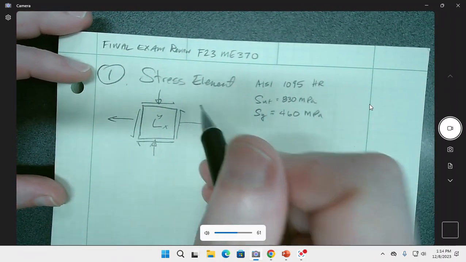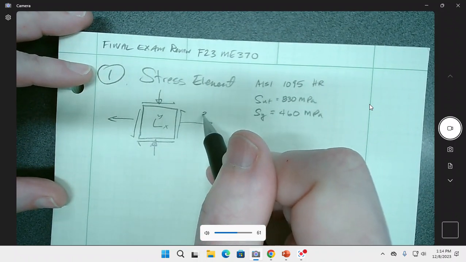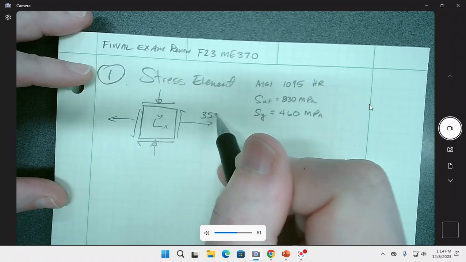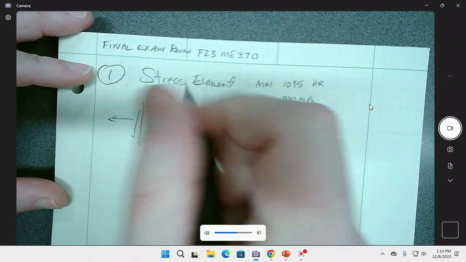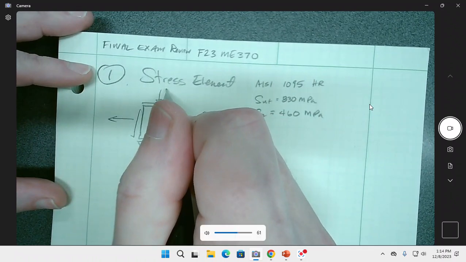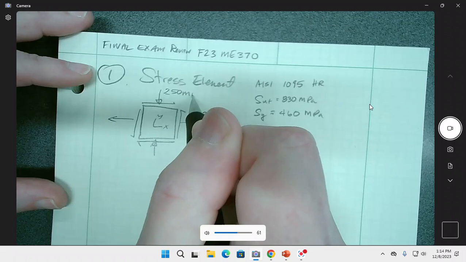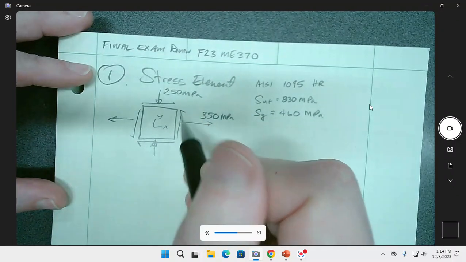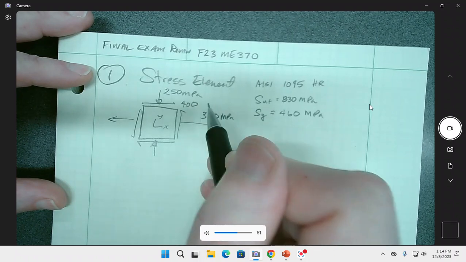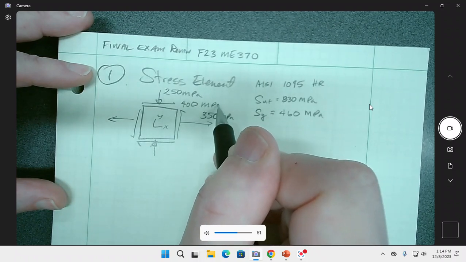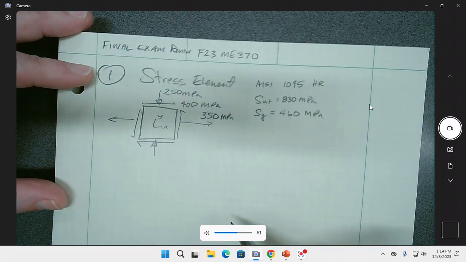So, oh, I don't know. Let's go 350 megapascals here, and 250 in compression, and let's go crazy with this. Maybe 400 pascals. We can expect probably that we're going to exceed that right there.